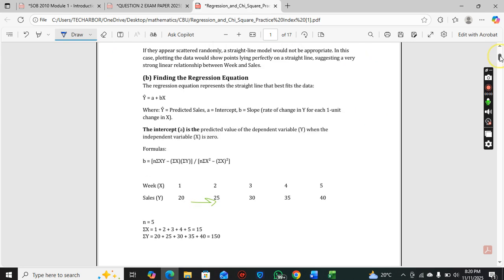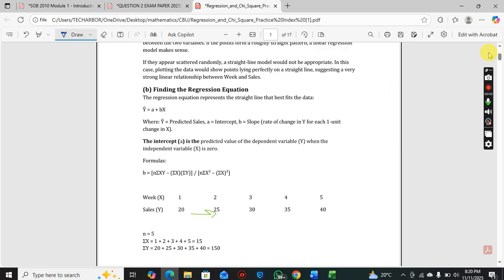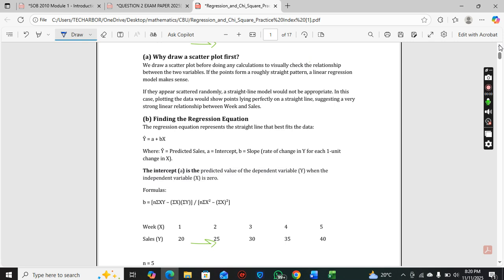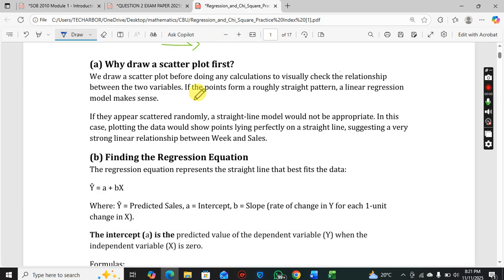Find the regression equation. Once we find this regression equation, it will help us predict or forecast sales in the future. That's what its purpose will be, to help us predict sales. So in this relationship you can see this is the equation of a line: y equals a plus bx.